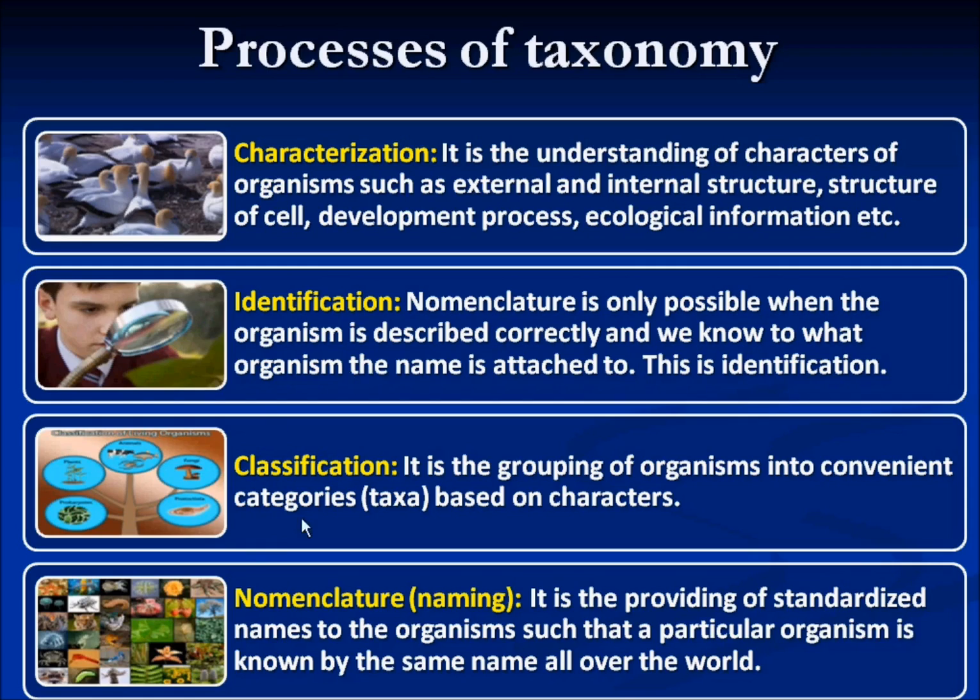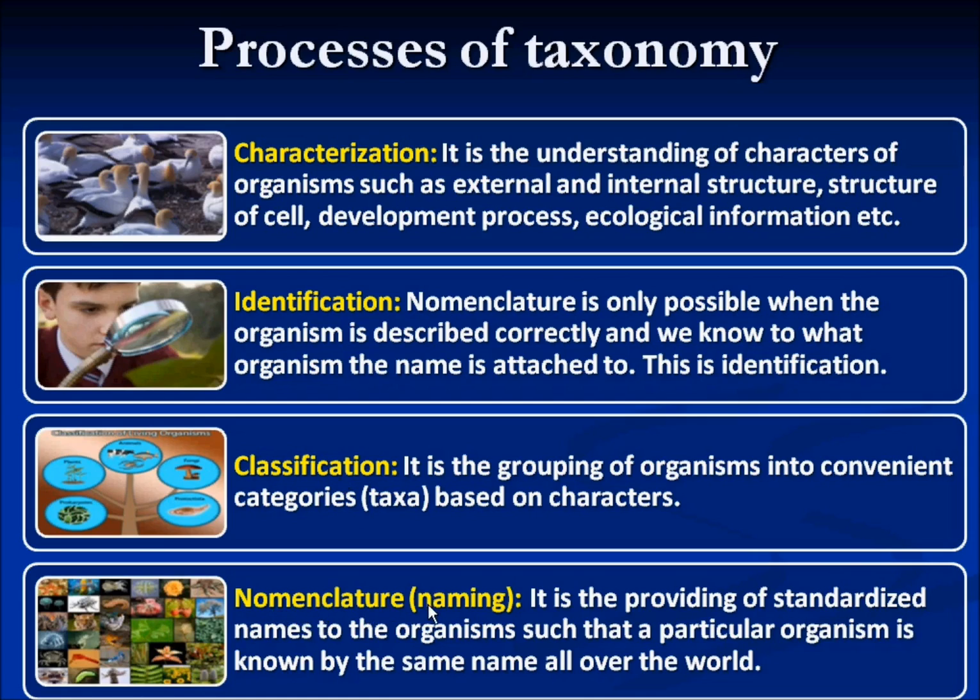Then is classification. So classification is the grouping of organisms into convenient categories. So those convenient categories are taxa, and we will take up that in detail a little later. So classification is just putting the organisms into different groups on the basis of their characteristics. Now let us understand about the word nomenclature.